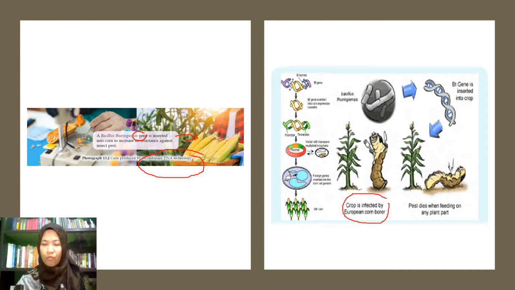Crop is infected by European corn borer. Borer maksudnya dia boleh menyebabkan lubang-lubang pada jagung tersebut. Okay, corn tersebut. Sebab dia makan kan. Tapi, pest tu akan mati when feeding on any plant parts. Just because of the gene from Bacillus, okay, inserted to the corn plant. Okay. So, bagi kesan, dia akan mati.